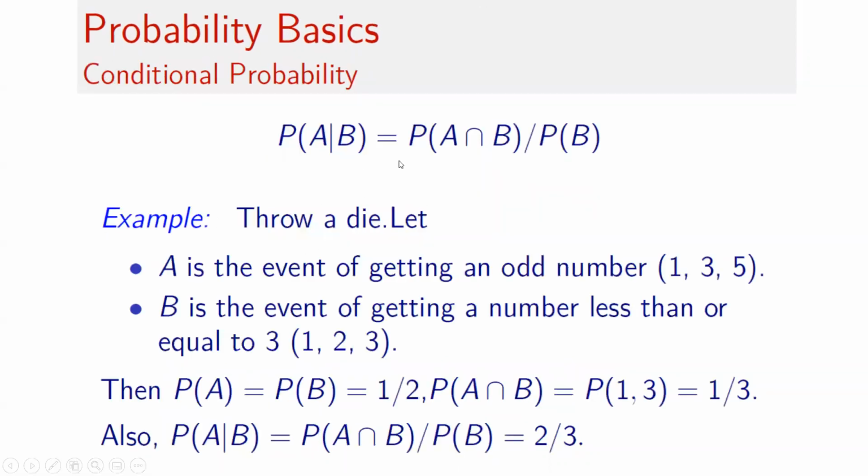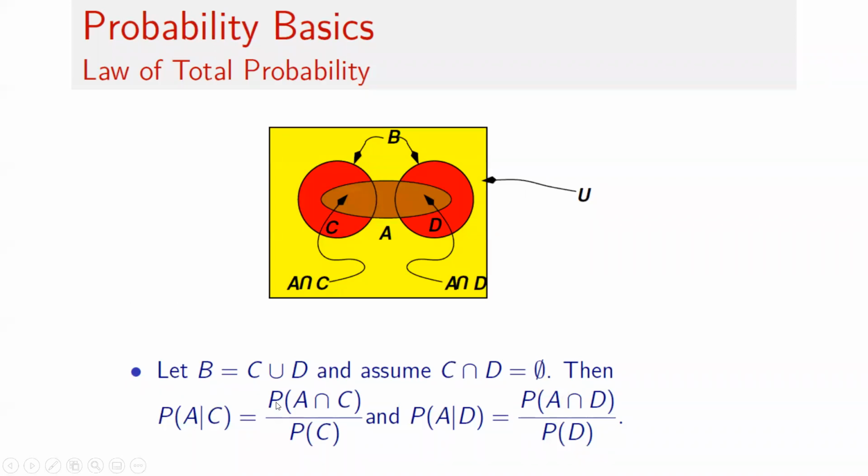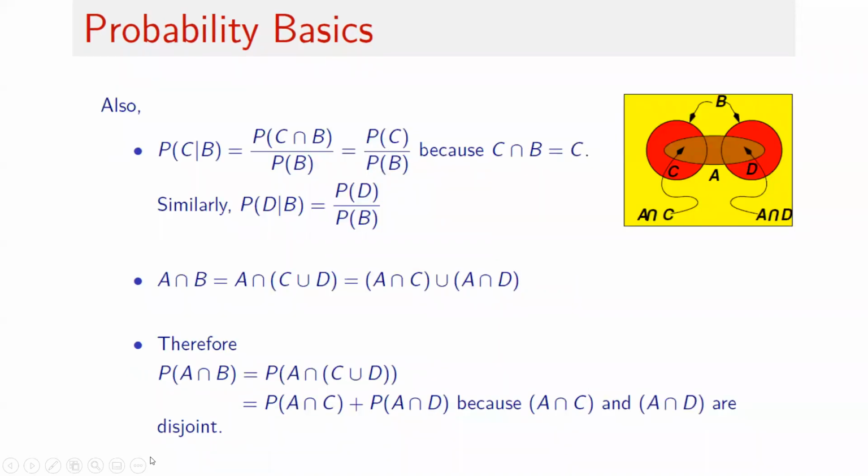Remember the formula. The probability of A given C is equal to the probability of capital A intersection capital C divided by the probability of C. And the probability of A given D is the probability of the intersection of A with D divided by the probability of D. Also, we can see that the probability of C given B is equal to the probability of C intersection B divided by the probability of B, which is just the probability of C over the probability of B.